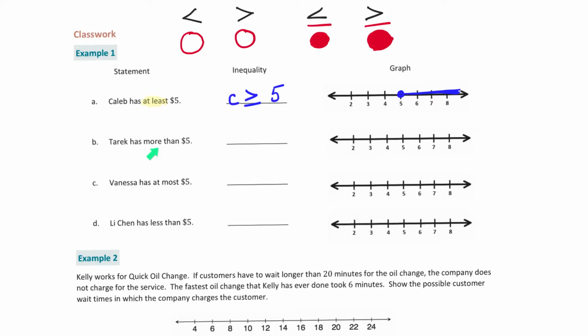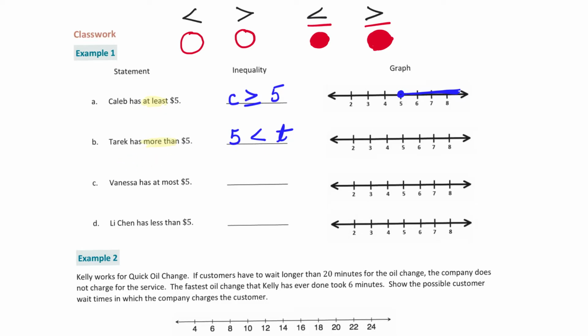Tarek has more than $5. So the keywords that we're going to be looking at are more than. If Tarek has more than $5, what does it mean? Does he have 4 or does he have 6? We know more than $5 means $5 or more. I'll use a T for Tarek. The variables that you use, unless they tell you, you can use any variable.